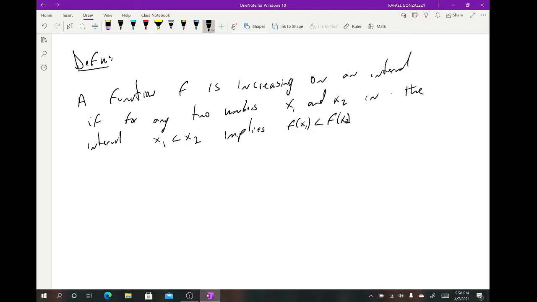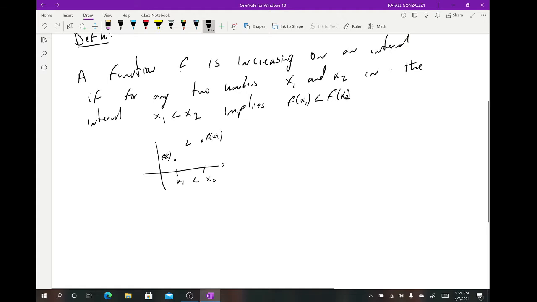Okay, so for example, let's say x1 is here, x2 is here. Clearly here x1 is less than x2. Let's say that this is f of x1, and now f of x2 is here. Clearly f of x2 is bigger than f of x1, which is higher. Okay, so that's what we mean by that. This is increasing.